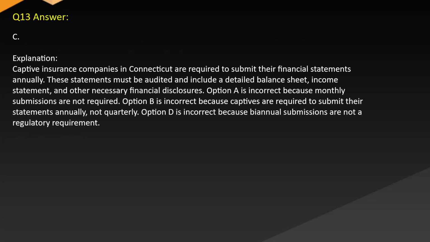Answer: C. Explanation: Captive insurance companies in Connecticut are required to submit their financial statements annually. These statements must be audited and include a detailed balance sheet, income statement, and other necessary financial disclosures. Option A is incorrect because monthly submissions are not required. Option B is incorrect because captives are required to submit their statements annually, not quarterly. Option D is incorrect because biannual submissions are not a regulatory requirement.